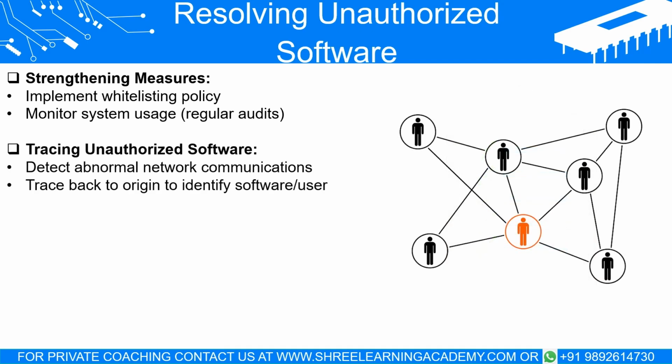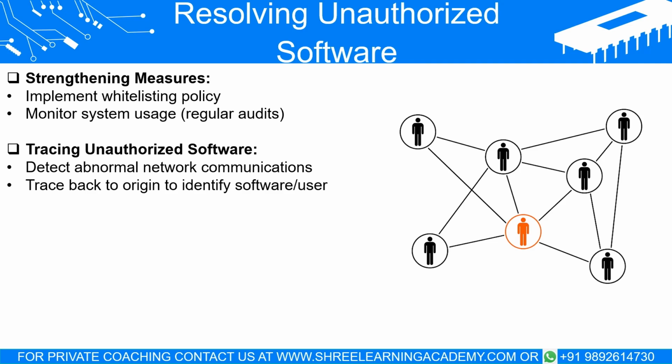Tracing unauthorized software. Tracing unauthorized software is another crucial aspect of managing this risk. Abnormal network communications, for example, could indicate the use of unauthorized software. And by tracing these communications back to their origin, the organization can identify the software and the user behind it. And this step is vital for both holding the user accountable and understanding how the software was installed in the first place.